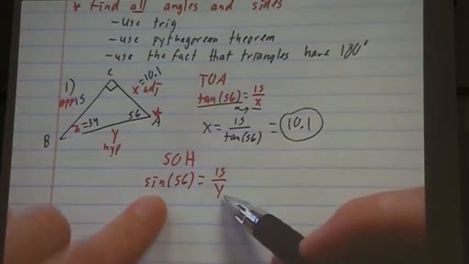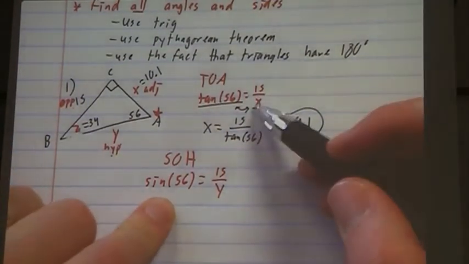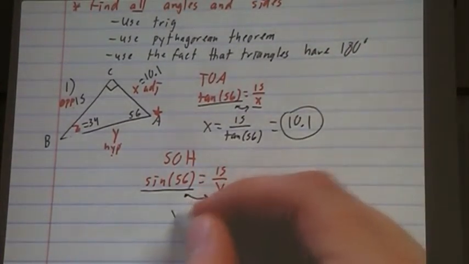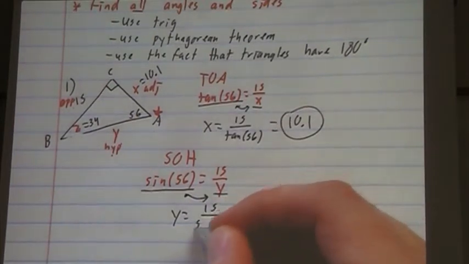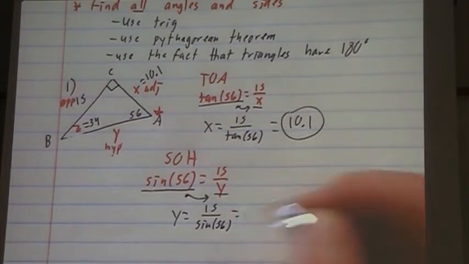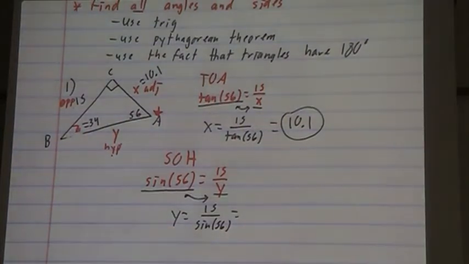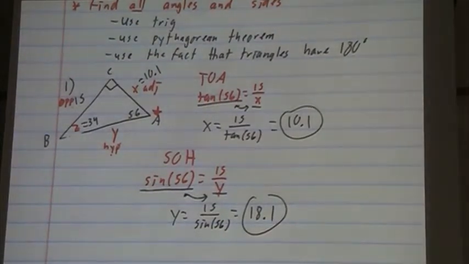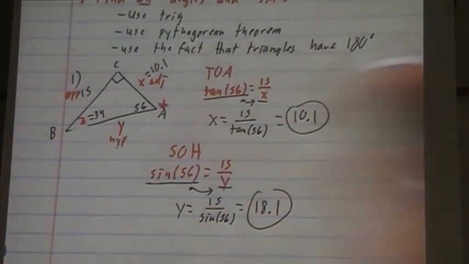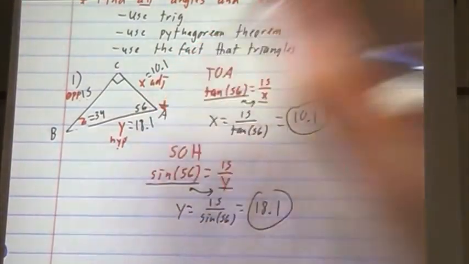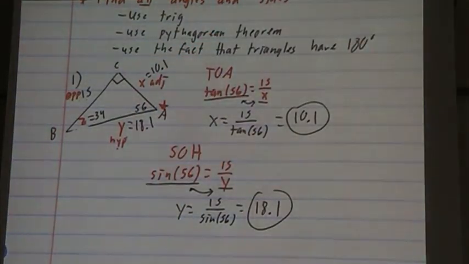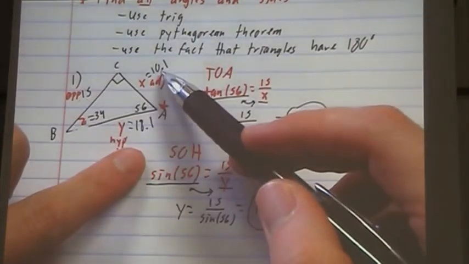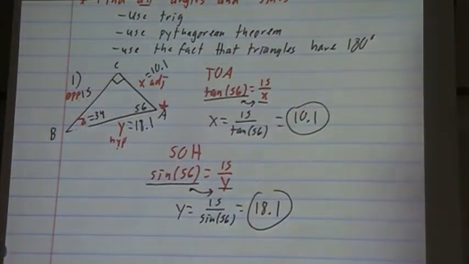Here also we have our y in the bottom, just like up here we have our variable in the bottom. So we're going to switch these guys. And we have y equals 15 over sine 56. Put that in your calculators and you're going to get 18.1. Boom. And at this point, we have solved our triangle because we have found the missing angle, so we know all the angles, and we found the two missing sides. We were given one, so now we have all three sides.